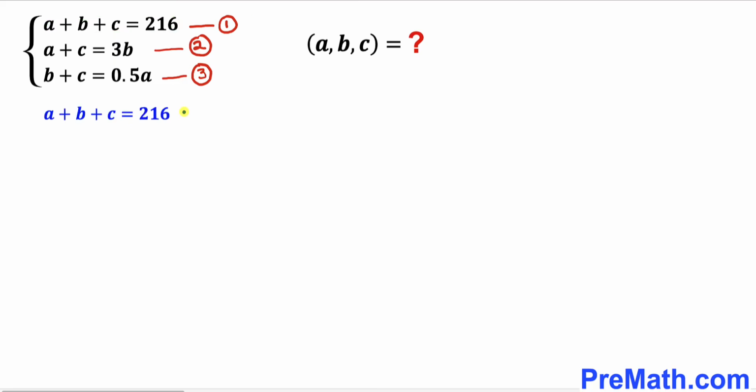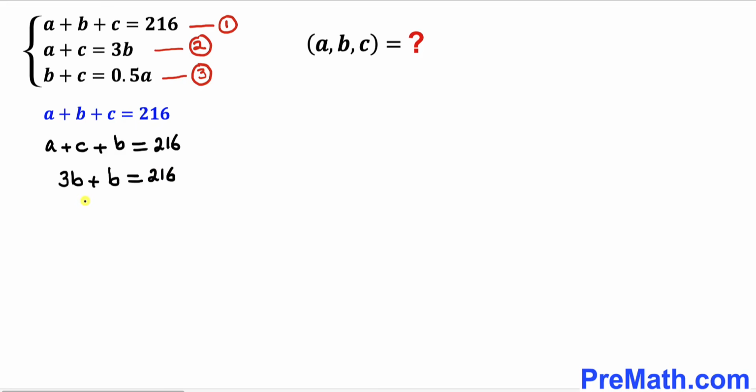Here I have copied down equation 1. Now I'm going to rearrange and put a and c together. So I can write a plus c, and then plus b equals 216. Now let's focus on a plus c. From equation 2, a plus c equals 3 times b, so I'm going to replace it with 3 times b. Therefore, 3 times b plus b equals 216.